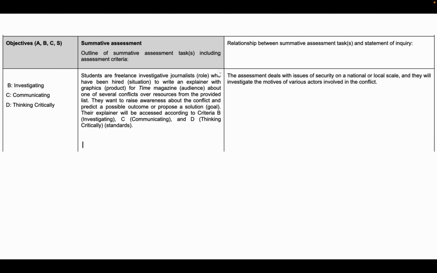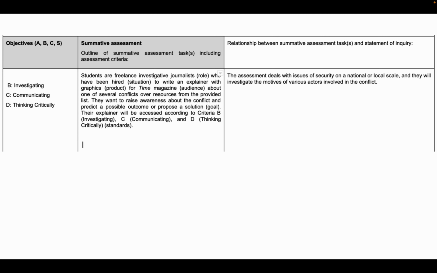Communicating, we'd work with a graphic organizer, some sort of template that would help the students organize into different paragraphs, into different parts. And then thinking critically, the students will encounter a lot of resources. Maybe one of the things that I would have them do is to evaluate their resource in terms of origin, purpose, value, and limitation, which is one of the strands in criterion D.